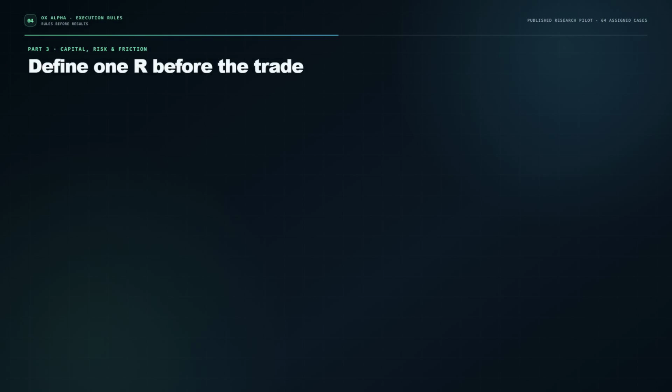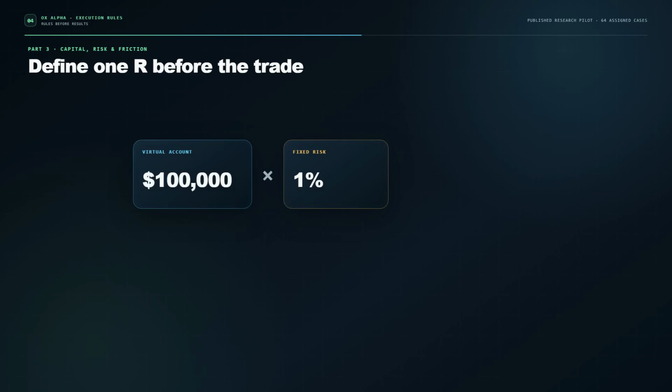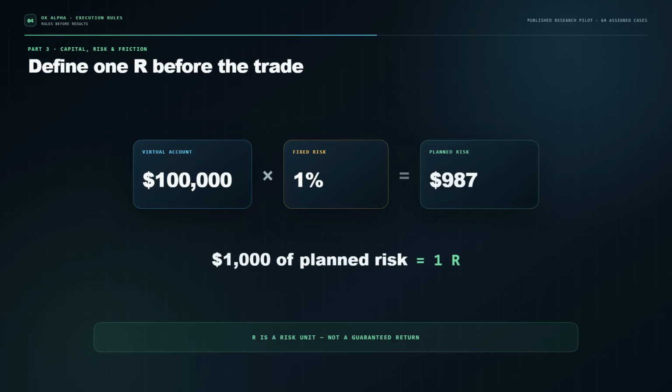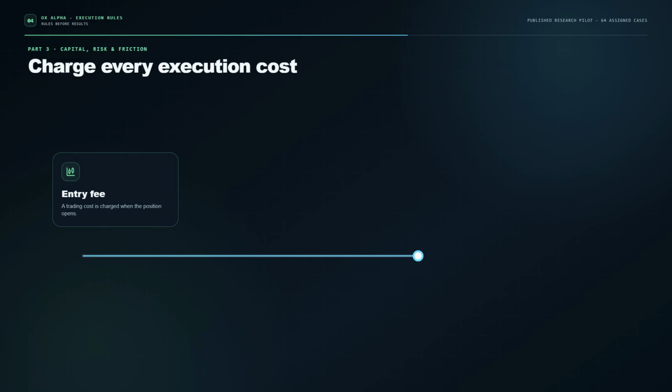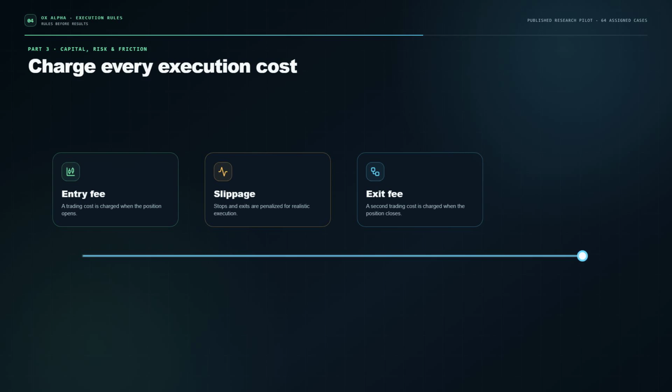Let's look at the numbers and trade frictions. We ran a test on a virtual account of $100,000 with fixed 1% risk per setup. That means 1 R equals roughly $1,000 of pinned risk. We also build in real market costs. We apply realistic slippage penalties on stops and exits, along with trading fees on both entries and exits.